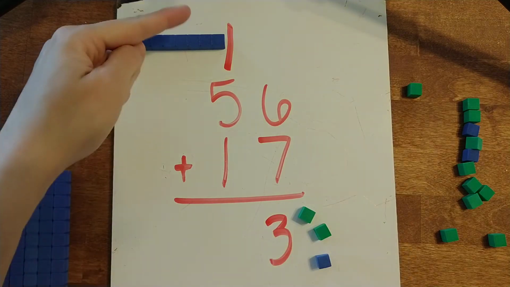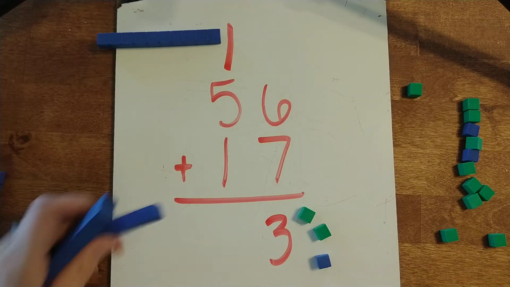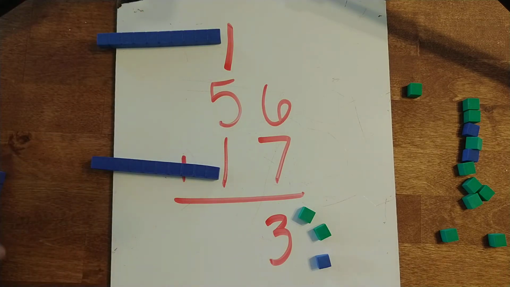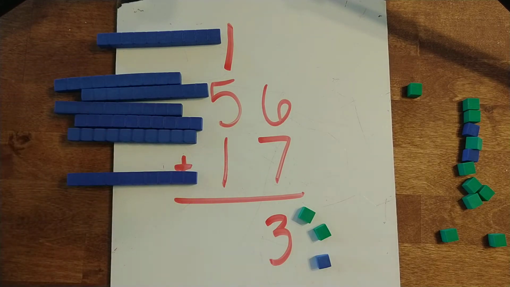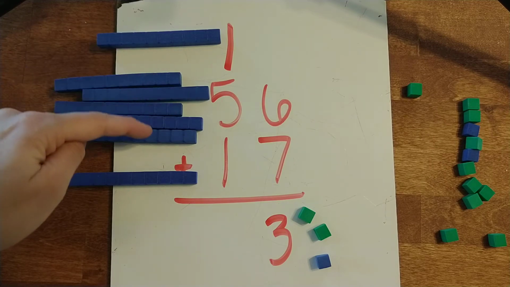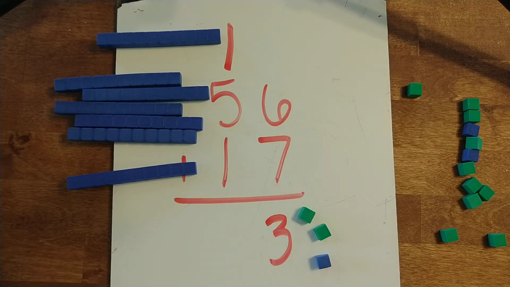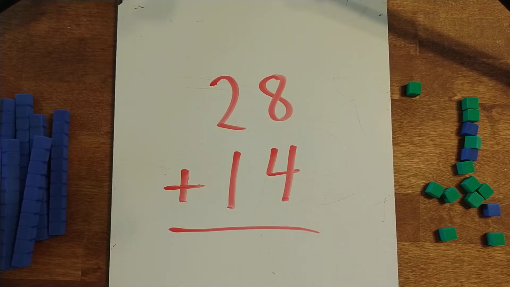Let's look over here at this tens place. I already have one here. I'm going to have one here. And in between, I'm going to have 5. Now that I have that, let's count. 1, 2, 3, 4, 5, 6, 7. There should be 7 in the tens place. Nice job. All right, here is our next problem.